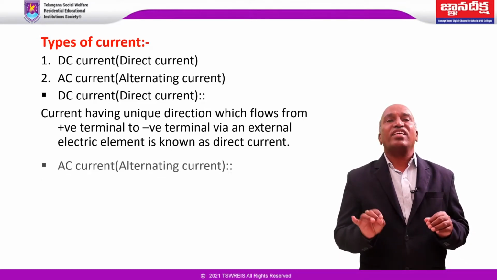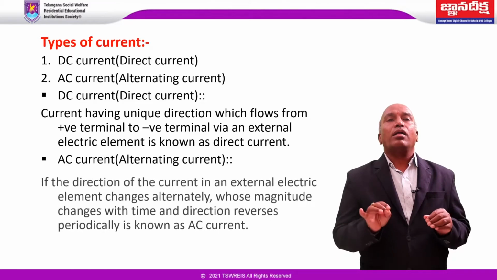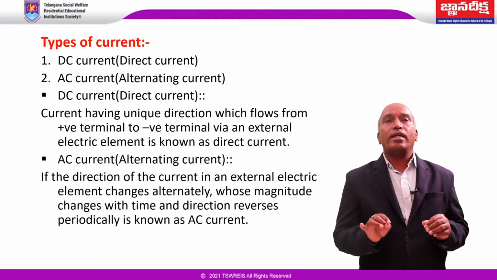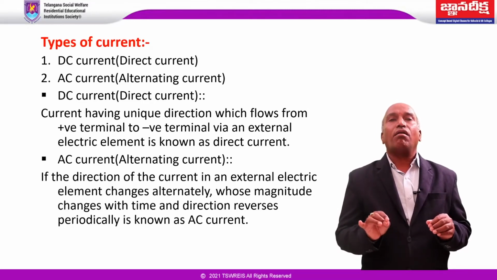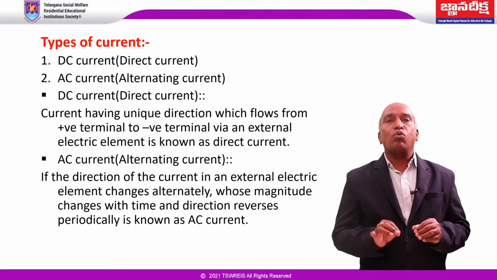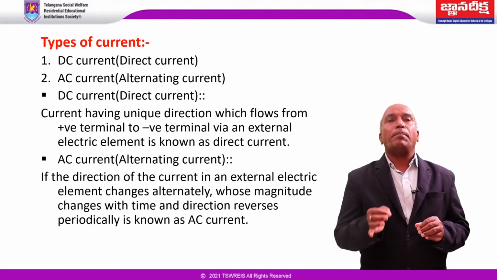Then what is AC current? If the direction of the current in an external electric element changes alternately, whose magnitude changes with time and direction reverses periodically, it is known as AC current.